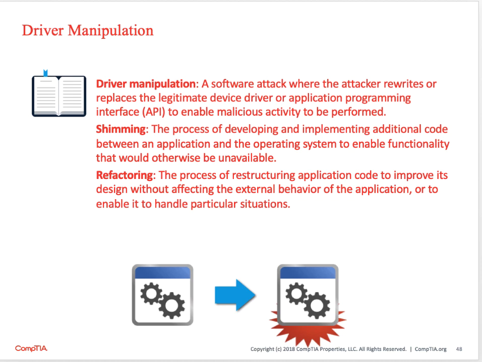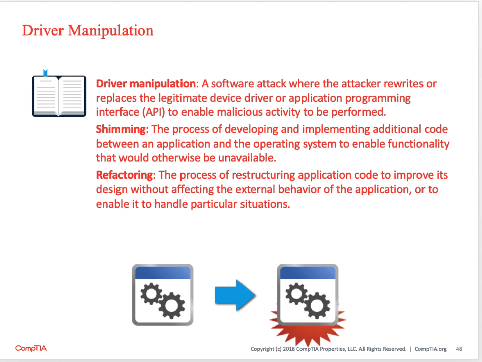And so shimming is the process of developing and implementing code that goes between the application and the operating system to enable functionality that wouldn't be available, right? There's a shim that allows compatibility with older legacy Windows versions, right? Because remember earlier I was talking about how you can have backwards compatibility between a Windows 10 and a Windows 95 machine, and so it uses additional code to shim to create backwards compatibility.